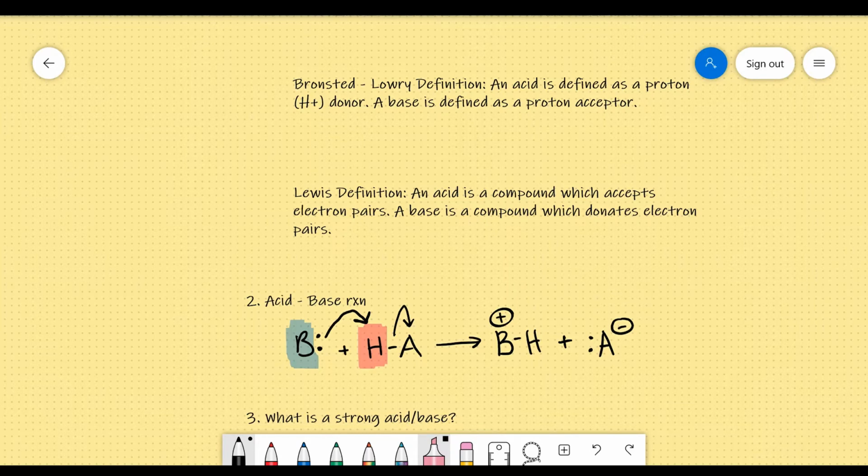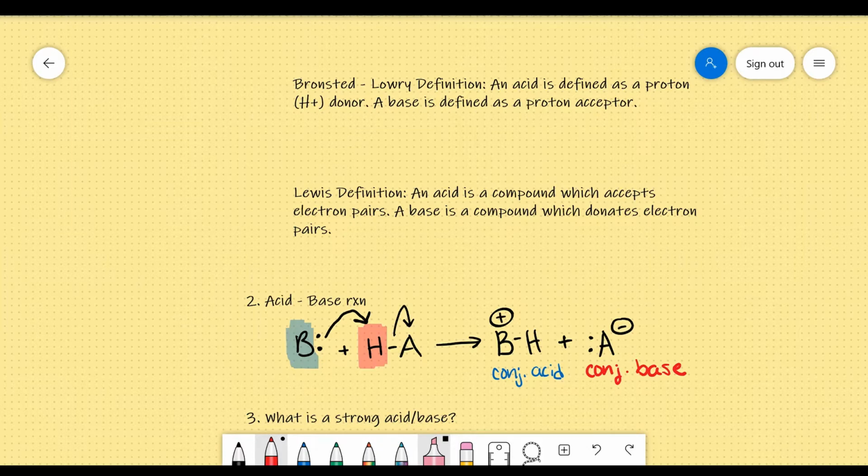So instead of having a base, we now have the conjugate acid, right? And over here, we have the conjugate base. Now, this can be a little bit confusing to understand because you have to remember that the conjugate acid comes from the original base, and the conjugate base comes from the original acid.